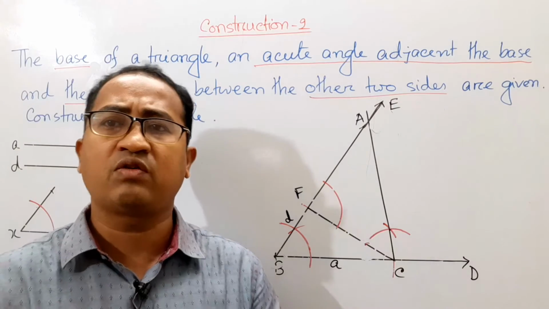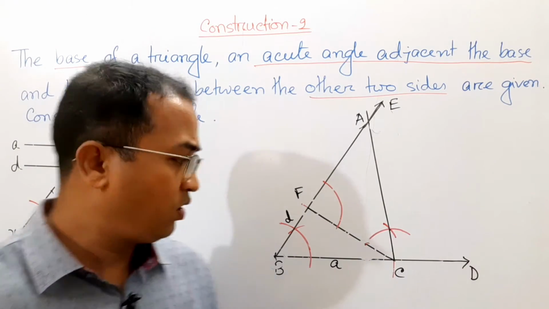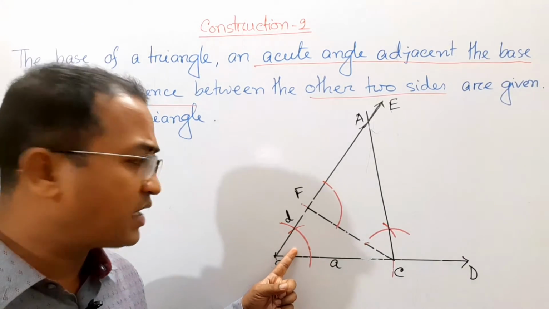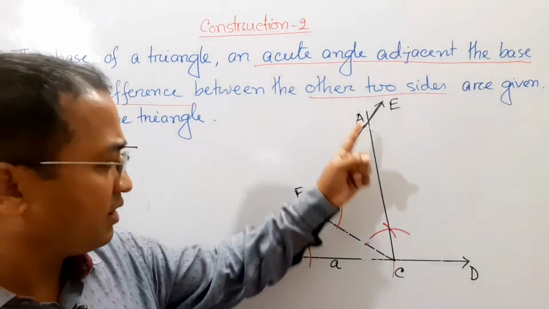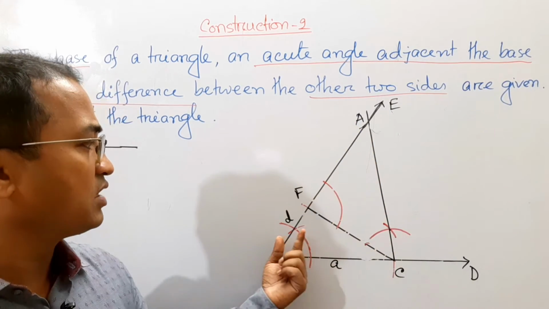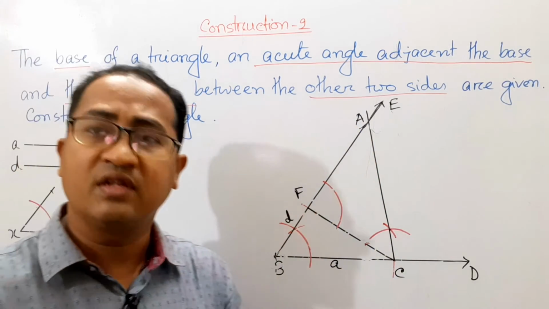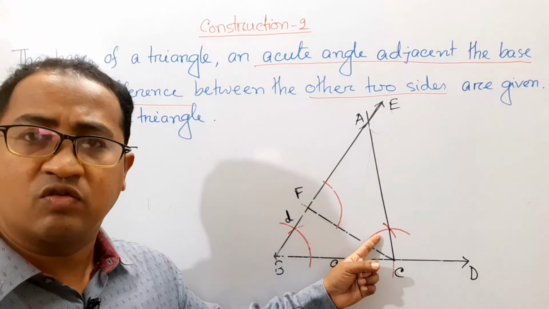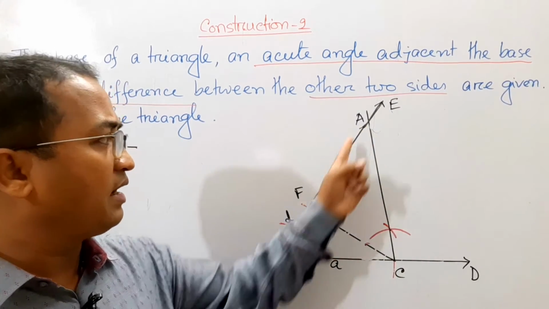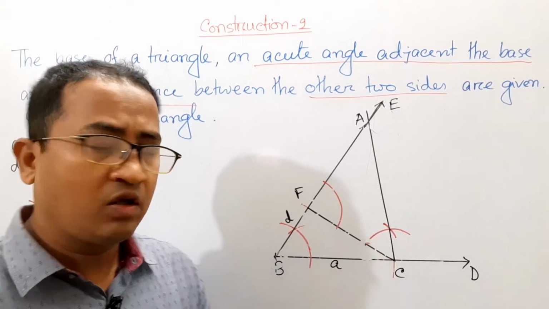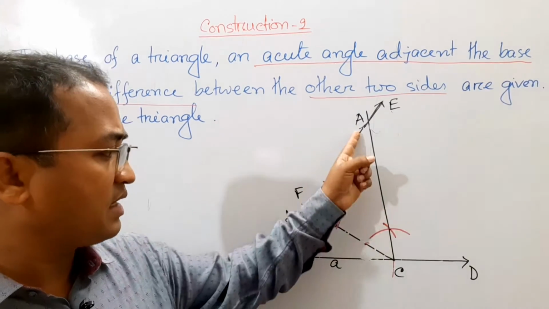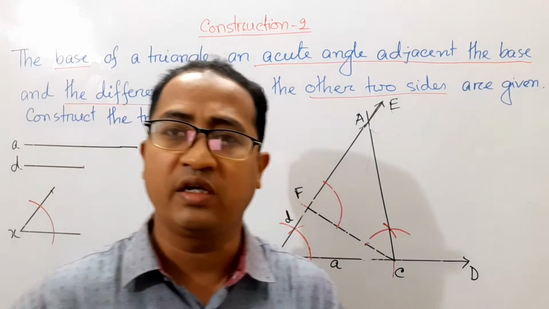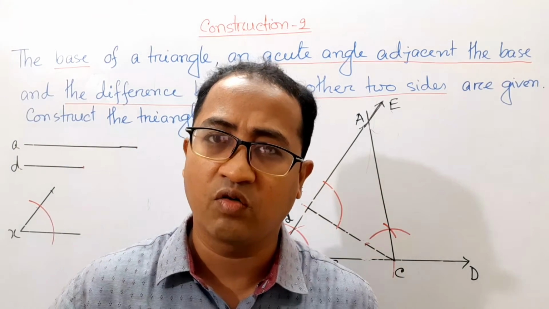Now how is ABC our required triangle? Look, BC is the base and this is the acute angle adjacent to the base, and the difference of AB and AC is equal to BF, that is D. How? Because these two angles are equal. If these two angles are equal, then AF and AC are equal. So AB minus AC, that is AF, is equal to BF, which is equal to D. So ABC is our required triangle.